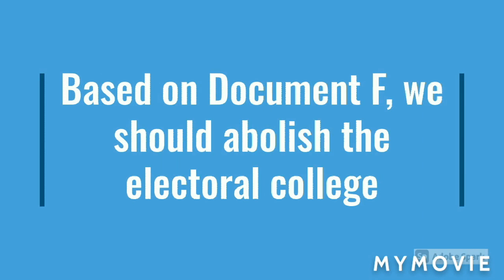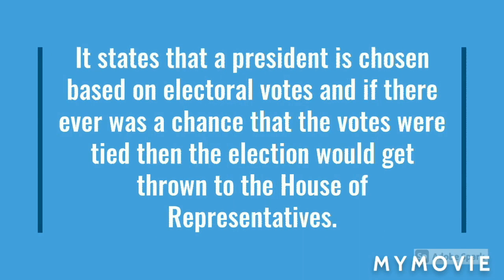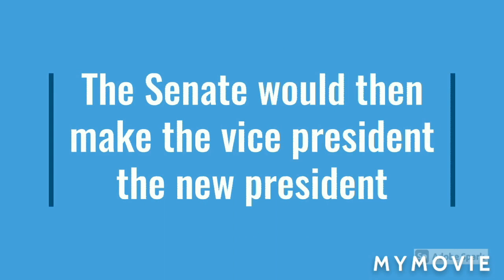Hello, my name is Lisbeth Marino, and my part is about document F. Based on document F, we should abolish the Electoral College. It states that a president is chosen based on electoral votes, and if there ever was a chance that the votes were tied, then the election would get thrown to the House of Representatives. The Senate would then make the vice president the new president.